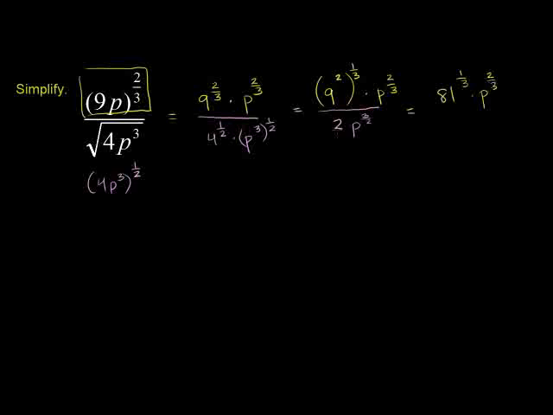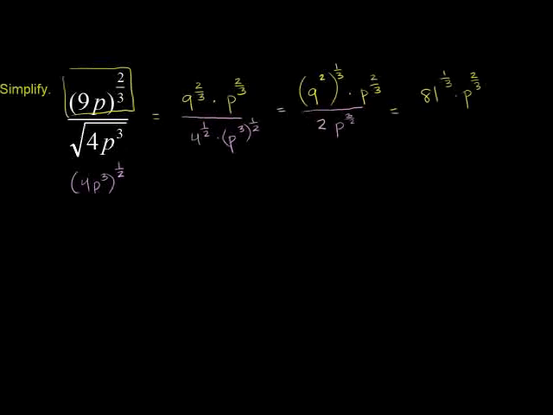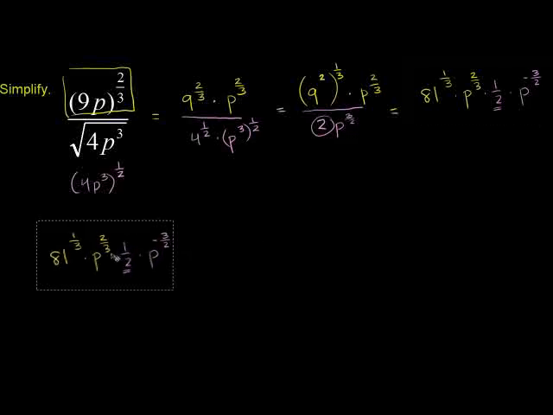Now, instead of writing this 2 and this p to the 3/2 down here, let me just write it with negative exponents. A 2 in the denominator is the same thing as 2 to the negative 1, or 1/2. And p to the 3/2 in the denominator is the same thing as p to the negative 3/2. So this whole expression so far has been simplified to this right over here. Let me copy and paste it and bring it down.